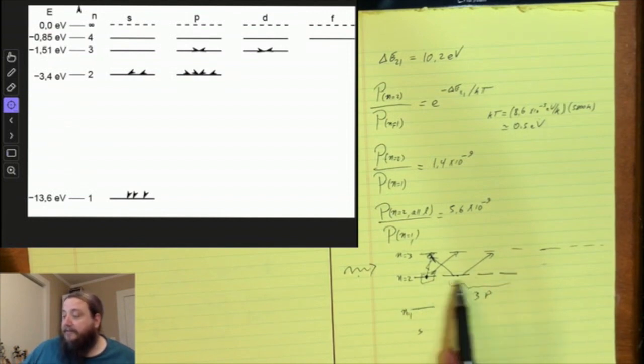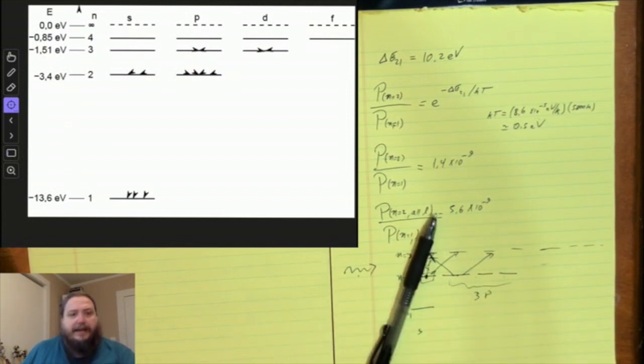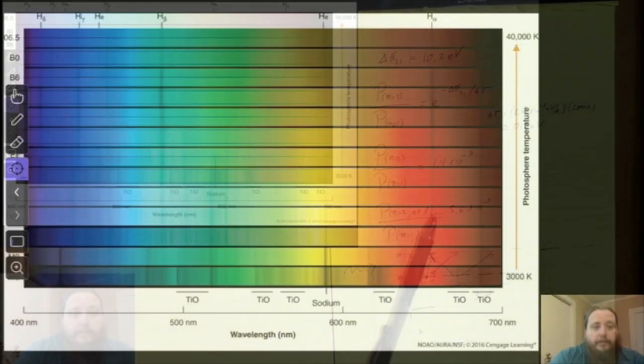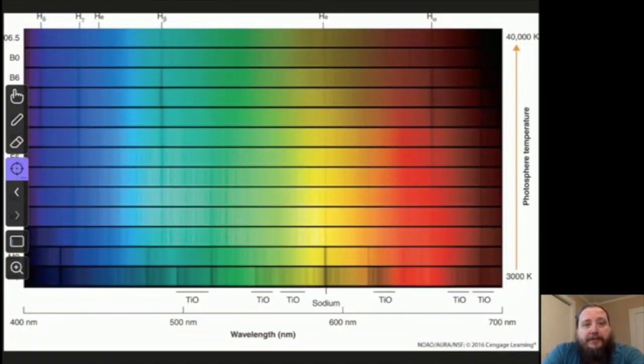So the number of atoms in the n equals 2 states has a strong effect on the strength of hydrogen absorption lines in stellar spectra. And the hydrogen absorption lines in the spectra of the sun are actually relatively weak. Here we can see spectra of different stars running from relatively cool stars on the bottom with a surface temperature of about 3,000 Kelvin to relatively hot stars, the hottest stars being 40 or 50,000 Kelvin on their surface.